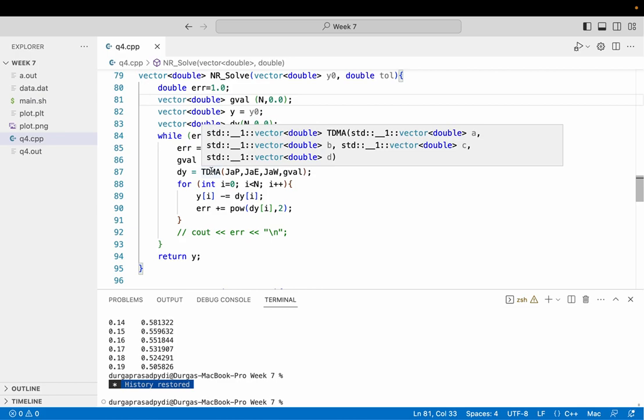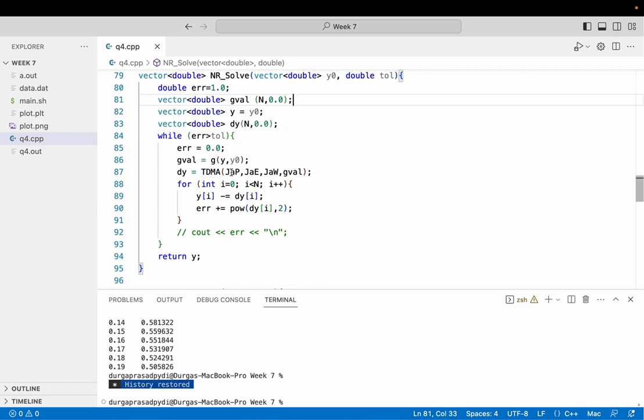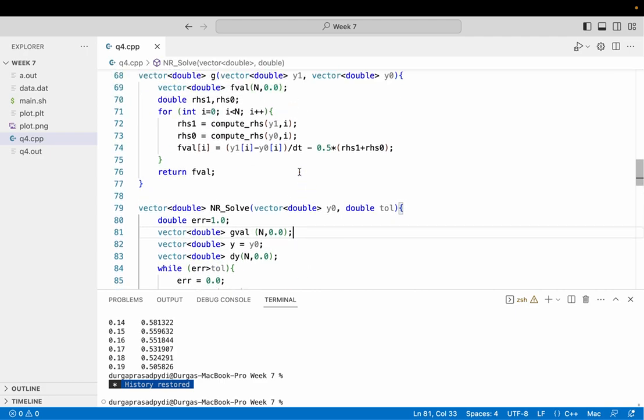Our traditional TDMA algorithm needs your coefficients in this way. So JAP is your diagonal elements, JA east is your super diagonal, and JA west is your subdiagonal, and Gval is essentially the value of function G that is evaluated at that particular point, that has both RHS1 and RHS2. So that is this expression over here.